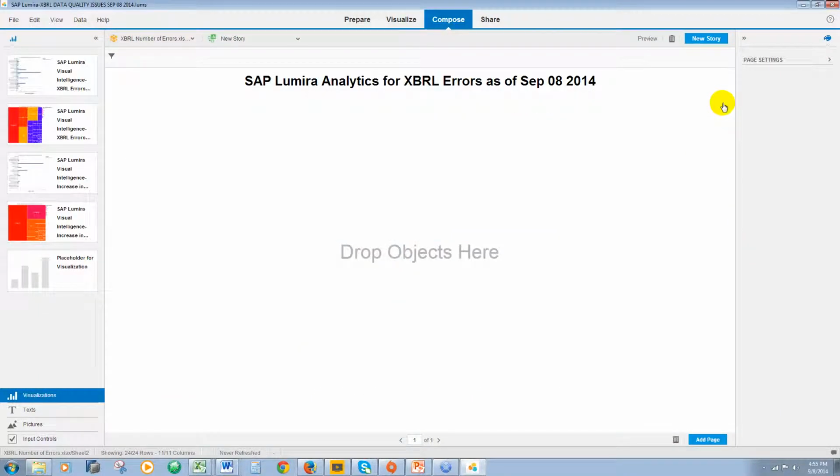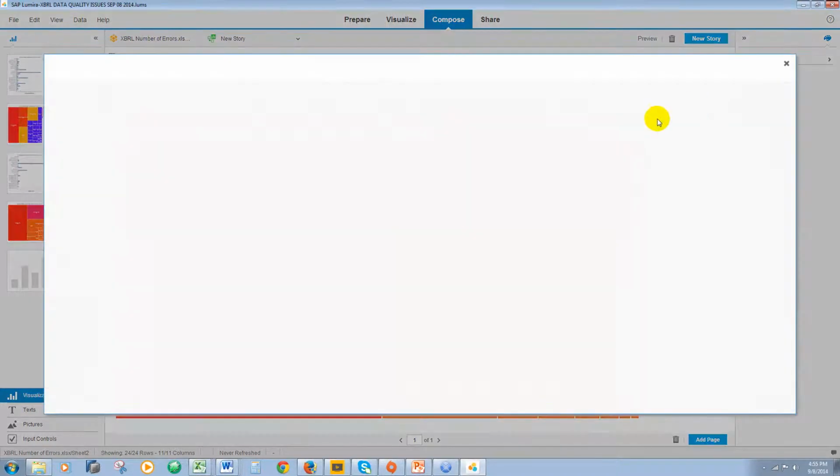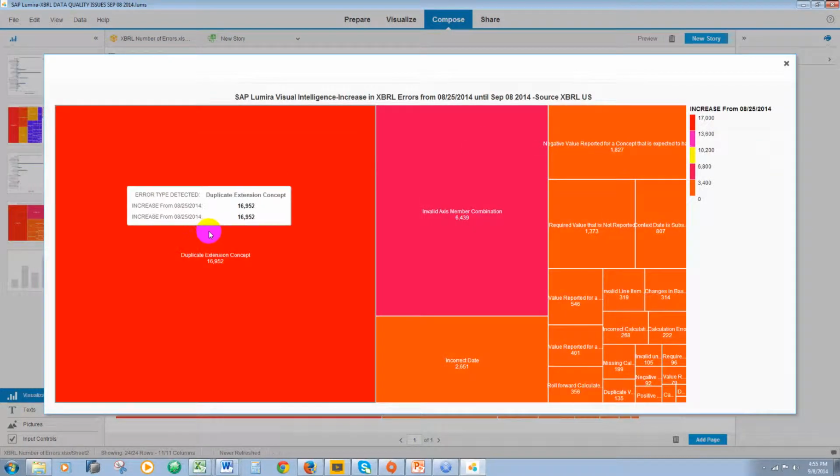Now let us examine the growth in these errors over a period of 2 weeks, that is from August 25th until today, that's September 8th, 2014. So we see duplicate extension concept, that is a growth of 16,952 for XBRL elements which have been extended in spite of there being a corresponding standard US GAAP tag. So that stands at 16,952. That's a huge number for a period of 2 weeks.